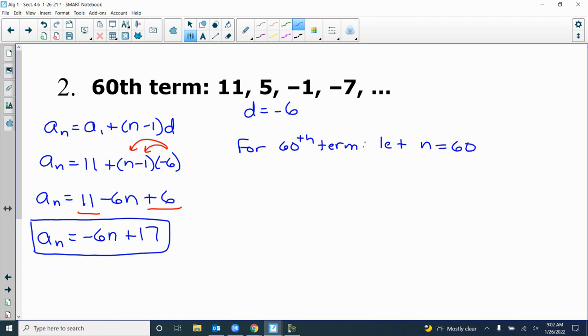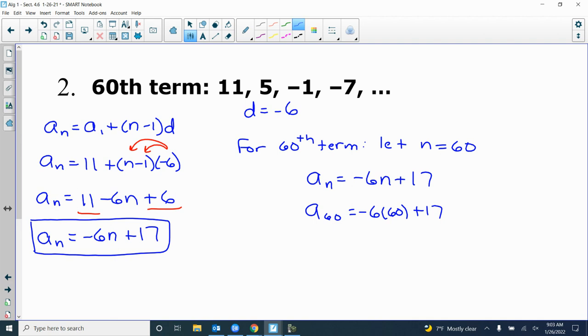So I got to find the equation first, which is negative 6n plus 17. And then a sub 60, let n equal 60: negative 6 times 60 plus 17. All right, go ahead and come up with that. Zach, you got the answer? Don't let everybody else get a shot. I'll come back to you in a second. Okay, Zach, what'd you get?